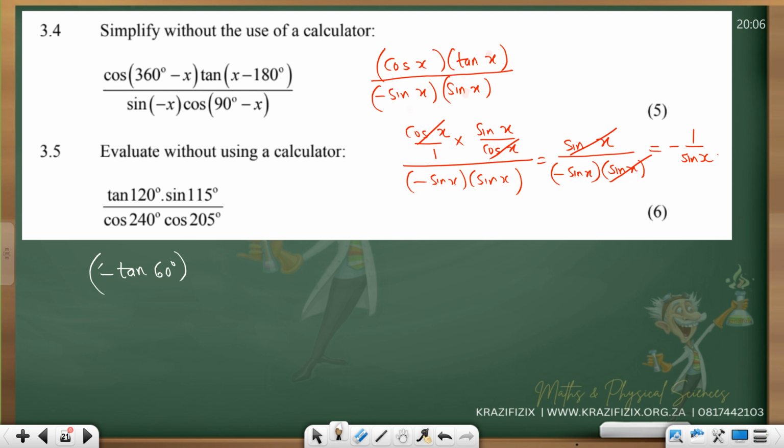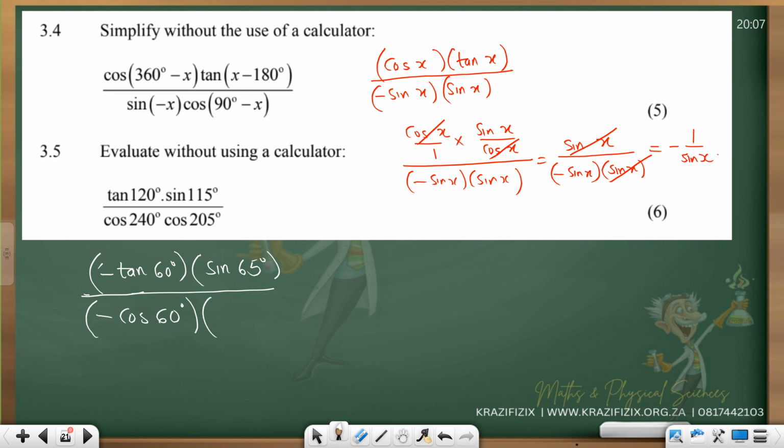Sine 115. When you reduce that, what do you get? Sine 65. Which is a positive. The question is, do you know how we got those? Cos 240. If you reduce that, what are you getting? Negative cos 60. Yeah, but 120, I can't have angle bigger than 90. I cannot have angles bigger than 90.